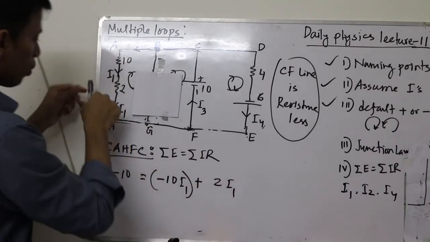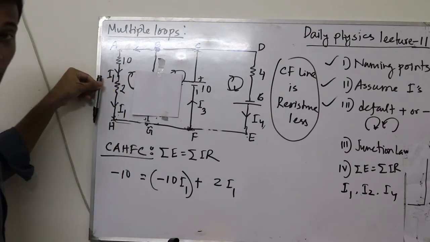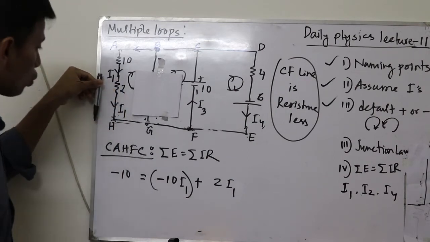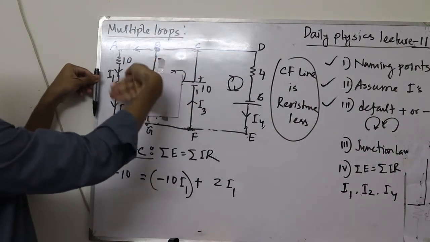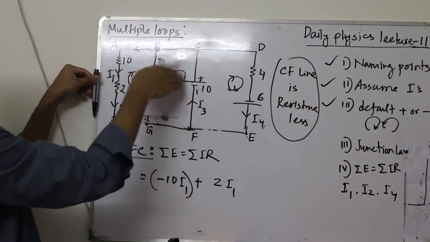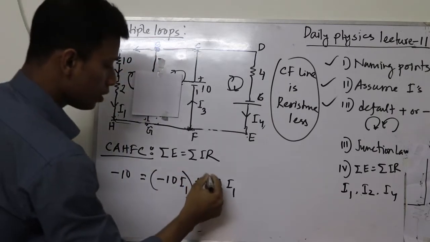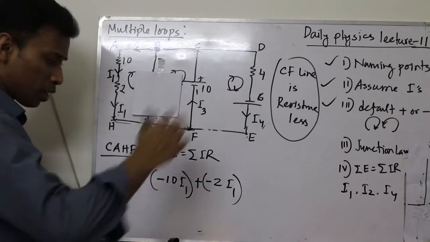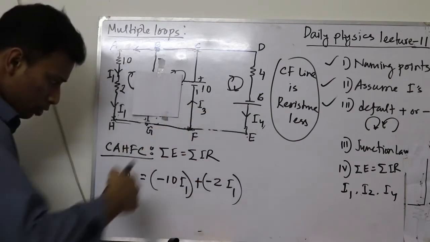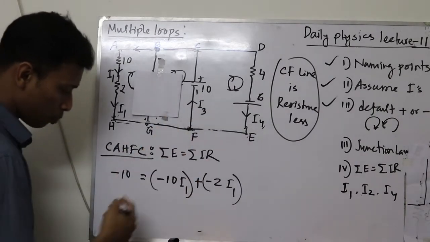2I1, is it positive? No. Look, I1 is also acting through 2 and it is also acting against the default clockwise positive direction. So this is also negative. So all are negative, very weird. Doesn't matter, we can just nullify this negative side from both sides.